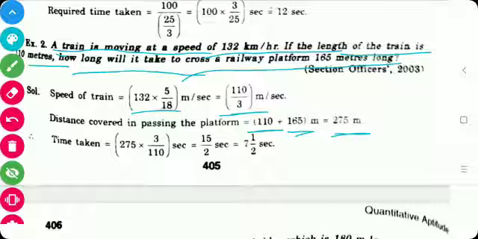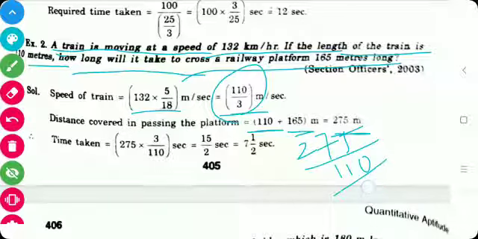So time is equal to distance upon speed. So it is 275 divided by 110 by 3, means it is 275 into 3 upon 110. So it is 15 by 2 seconds or 7.5 seconds. Next problem we will see in the next section. Thank you.